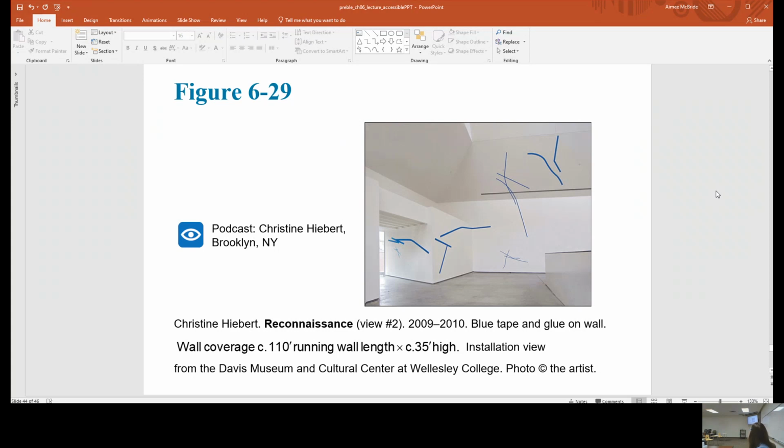On the walls in the gallery, she has put painter's tape. But if you remember, our definition of drawing is just making marks on a flat surface. Technically, it counts as a drawing. This also counts as installation art, which you'll learn about later on.